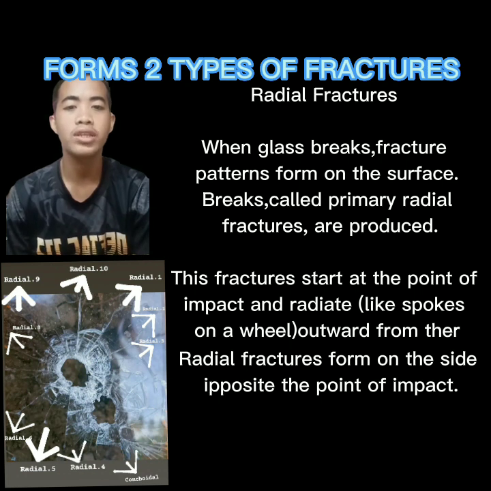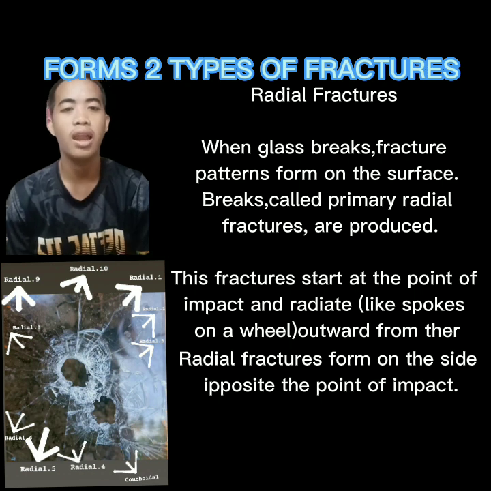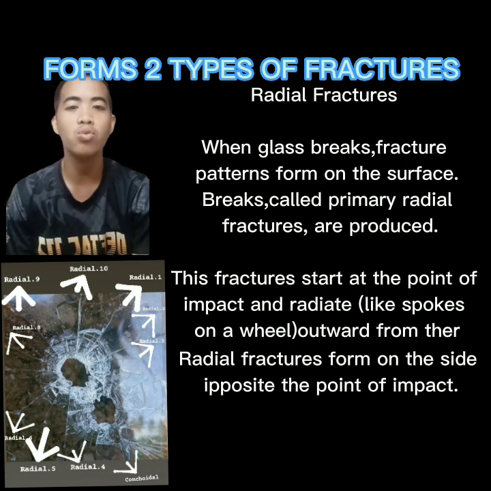First is radial fractures. When glass breaks, fracture patterns form on the surface. Breaks called primary radial fractures are produced. These fractures start at the point of impact and radiate like spokes on a wheel outward from there. Radial fractures form on the side opposite the point of impact.